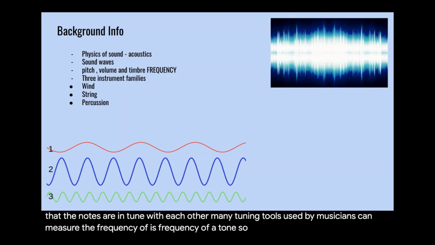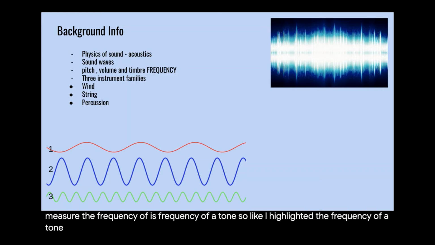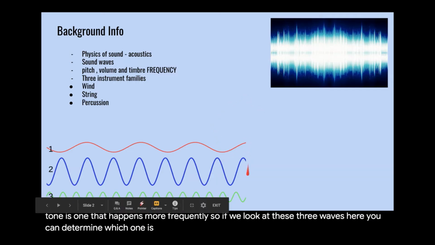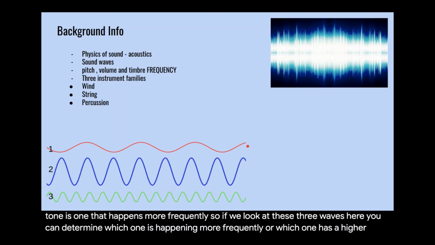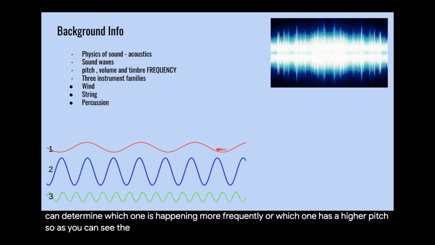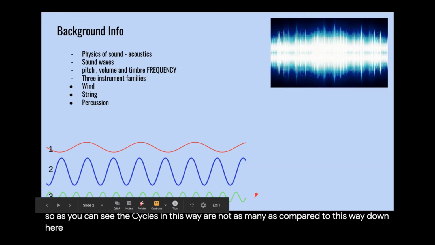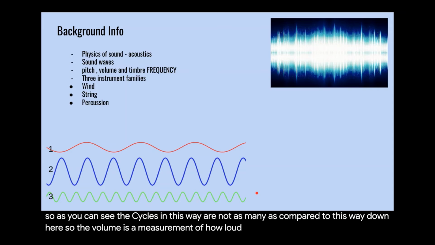Like I highlighted, a higher frequency tone is one that happens more frequently. If we look at these three waves here, you can determine which one is happening more frequently, or which one has a higher pitch. As you can see, the cycles in this wave are not as many as compared to this wave down here. The volume is a measurement of how loud or soft a note sounds.